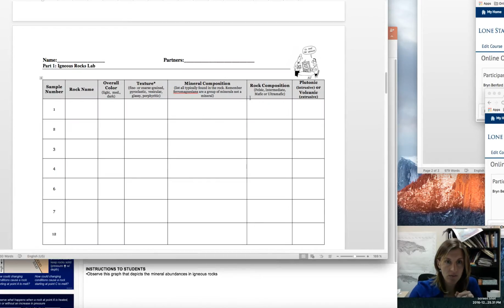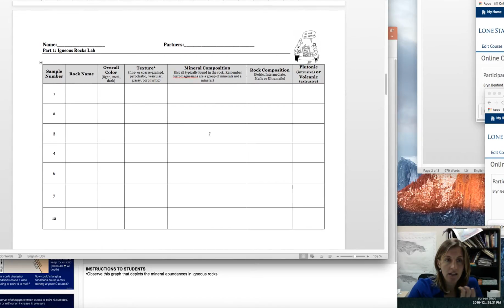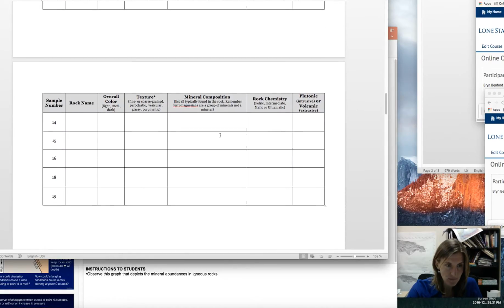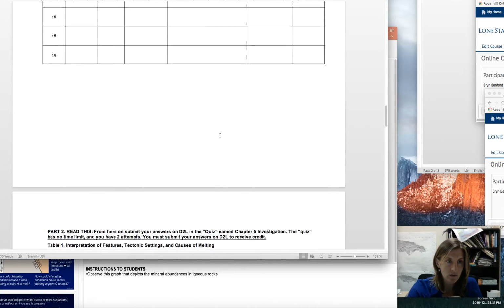All right, so that's what you're going to be dealing with here as you fill that out. And again, you don't have to fill everything out, but if you want to have that as a reference for when it comes time for the rock and mineral exam, you should do that. Okay, so you'll work through those.